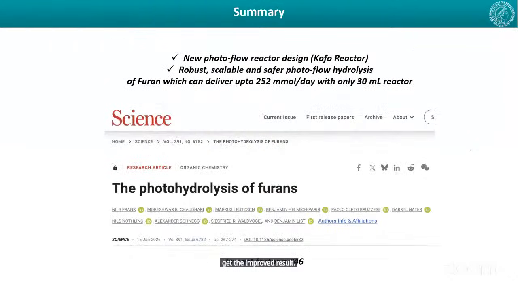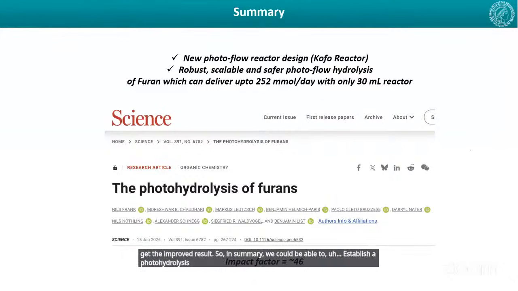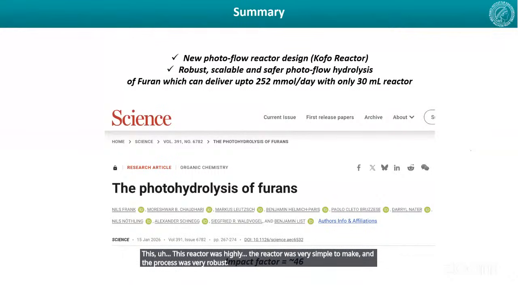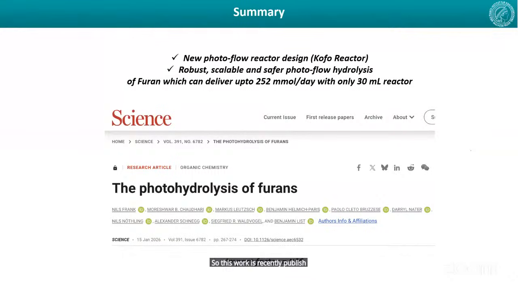So in summary, we were able to establish a photohydrolysis process, and we were also able to design one photoflow reactor. This reactor was very simple to make, and the process was very robust. This work was recently published in Science Journal.